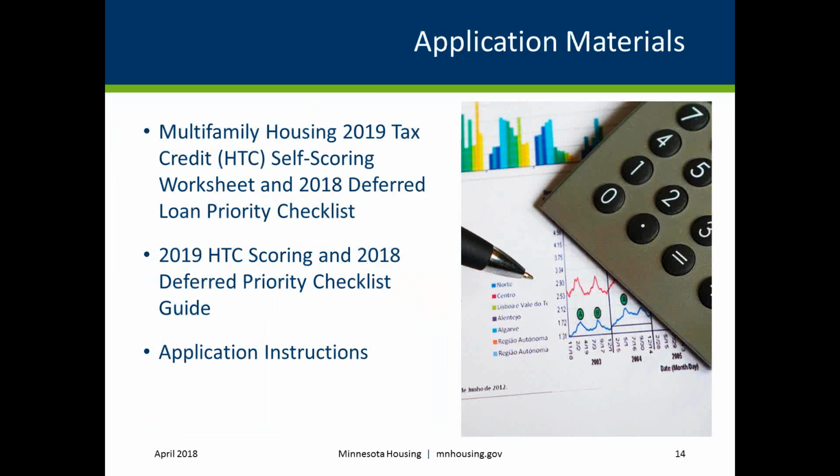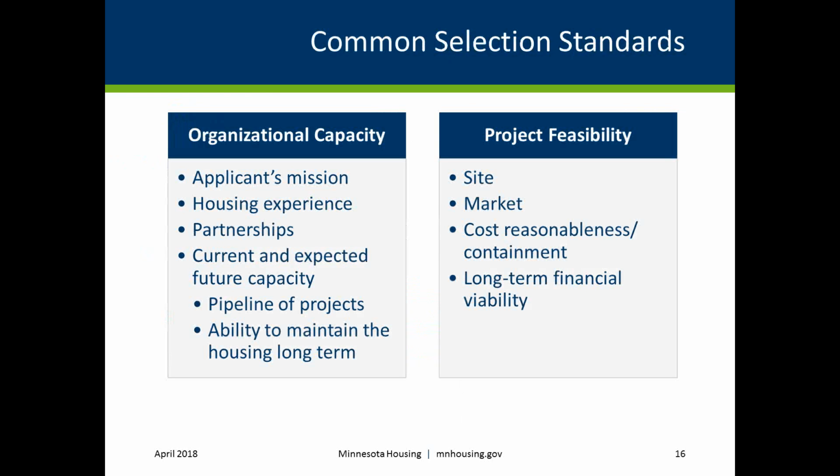The strategic and selection priorities are described in more detail in the 2019 Housing Tax Credit Self-Scoring Worksheet and the 2018 Deferred Loan Priority Checklist. In addition, applicants can find details on what qualifies and the type of documentation that must be provided to support claiming each priority in the 2019 HTC Scoring and 2018 Deferred Priority Checklist Guide, which can be found on our website at www.mnhousing.gov. The application instructions provide details on the timeline and process for submitting an application in the Minnesota Housing Customer Portal. Proposals that meet strategic and selection priorities will also be evaluated for organizational capacity and project feasibility.